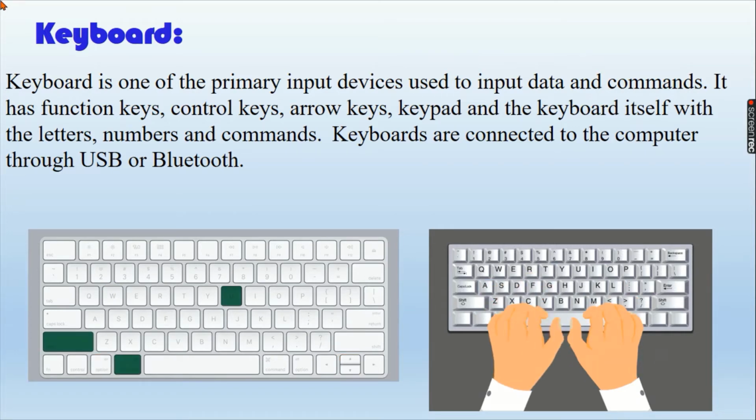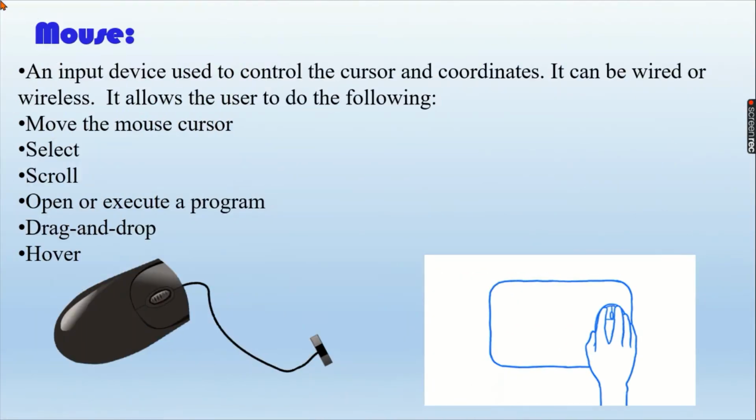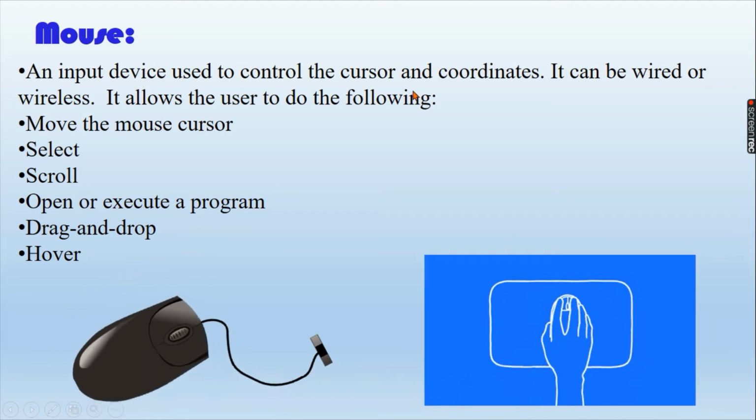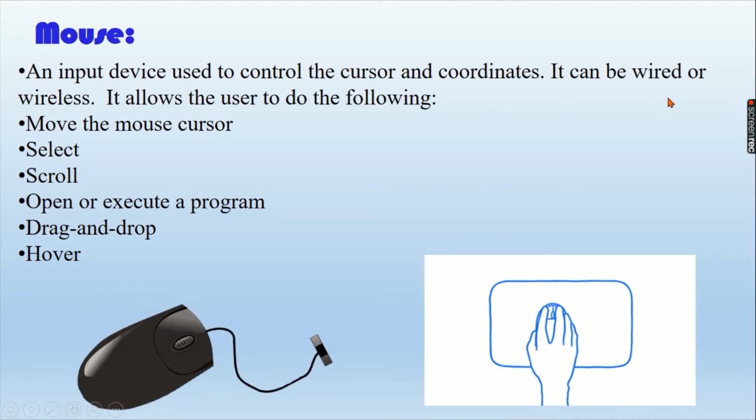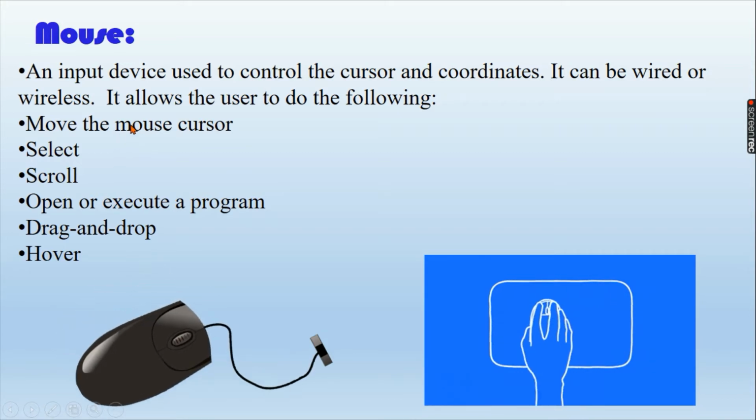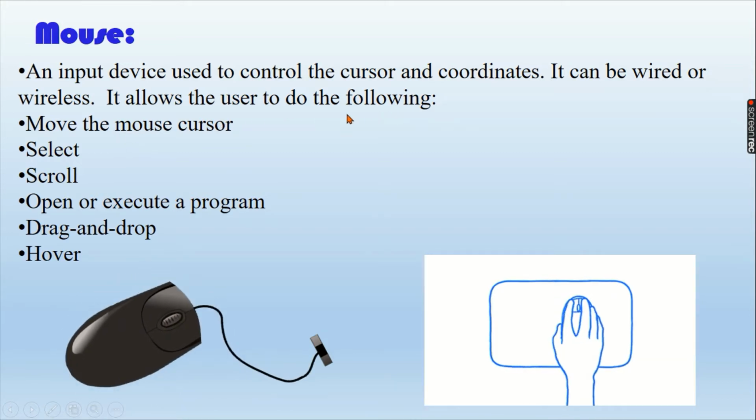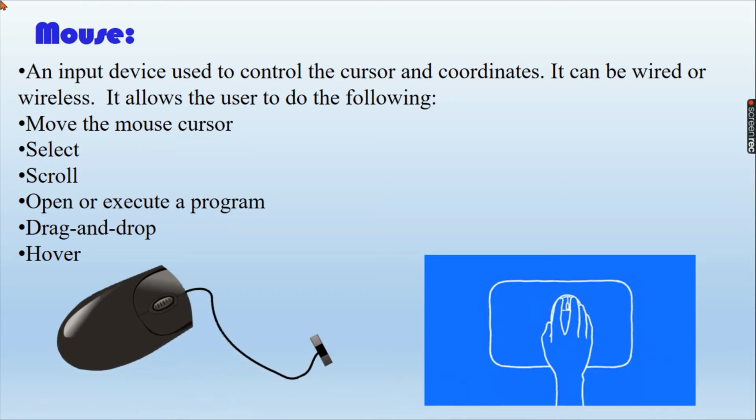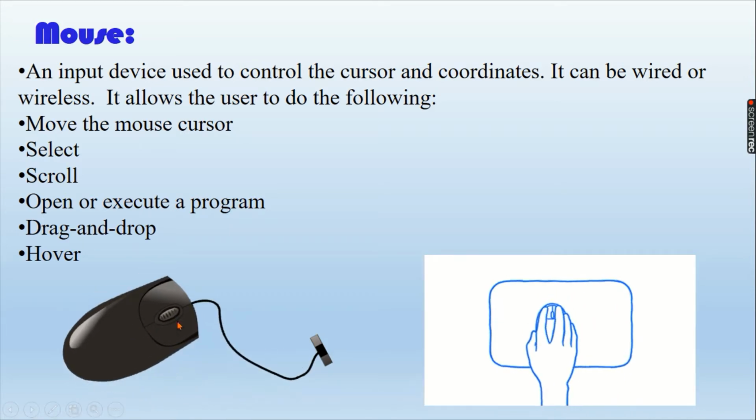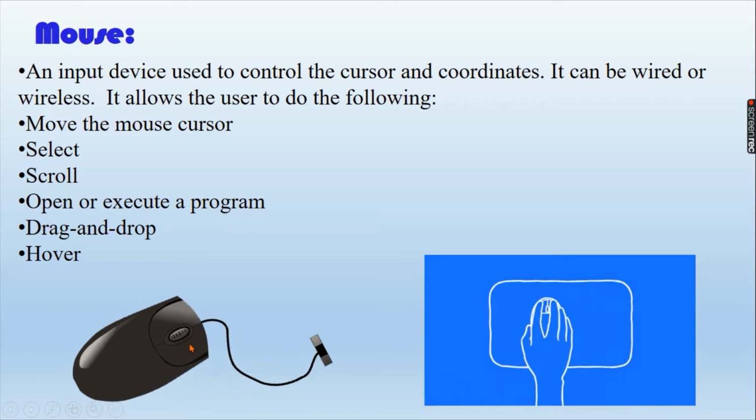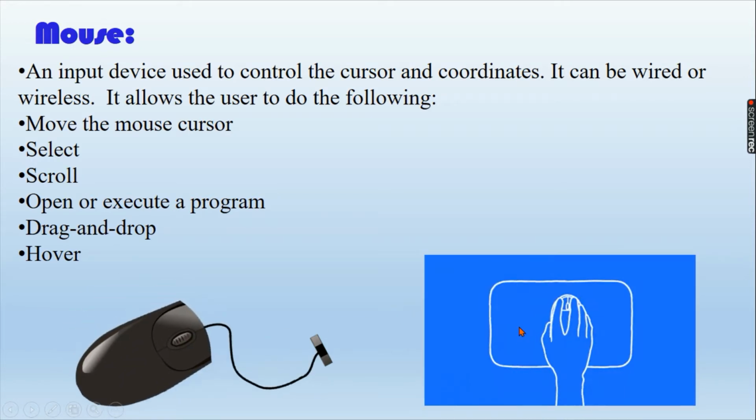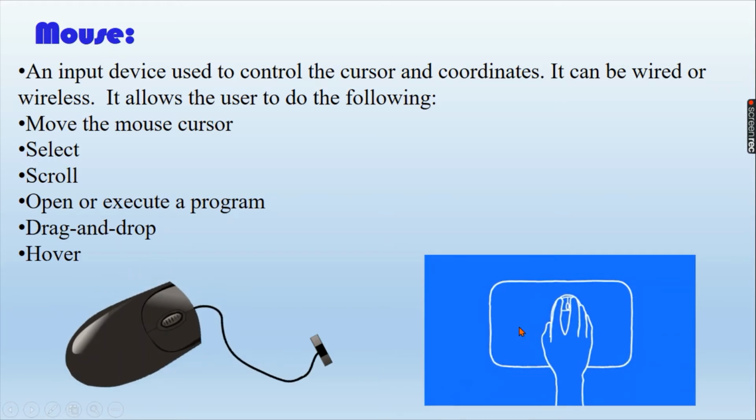So let's see another input device, that one is a mouse. It is an input device used to control the cursor and coordinates. It can be wired or wireless. It allows the user to do the following operations. Mice are available in two different forms. One is a wired mouse, as we can see, connected with a wire to the computer, and the other one is a wireless mouse without a wire. Both perform the same functions.